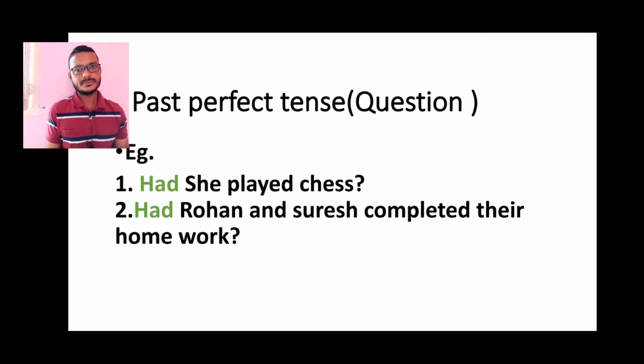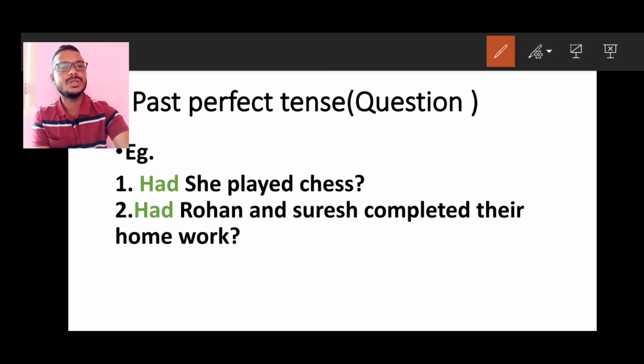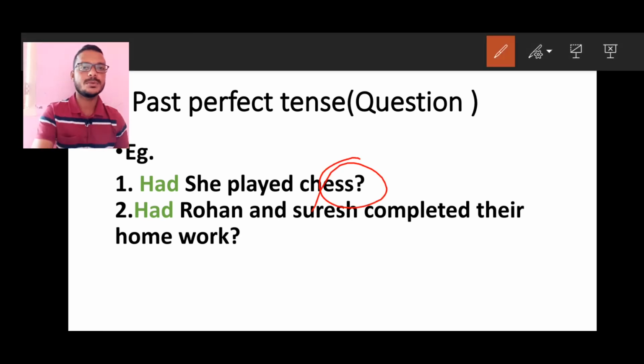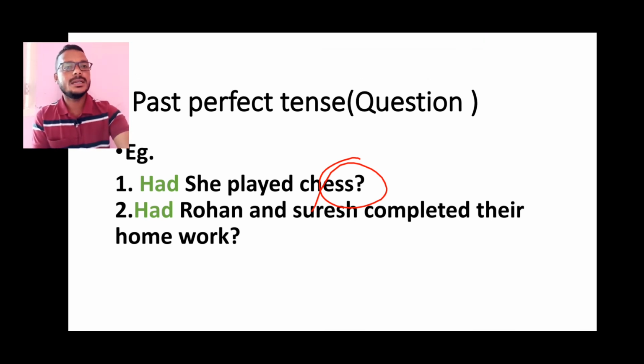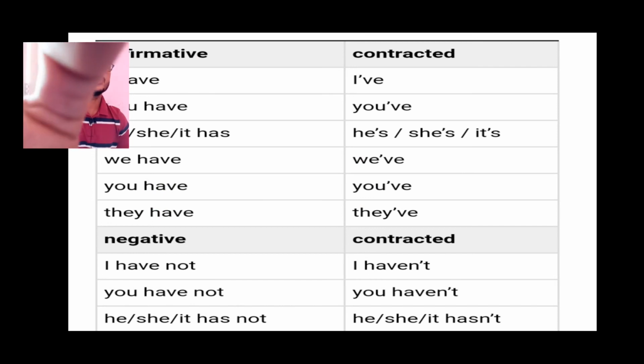In the next slide, I have made some questions by using the same sentences to make you understand better. Had she played chess? Once again, as I told you when I was explaining the positive have form, the present tense helping verbs have and has, when we make questions, you should not forget to put the question mark. It's very important.